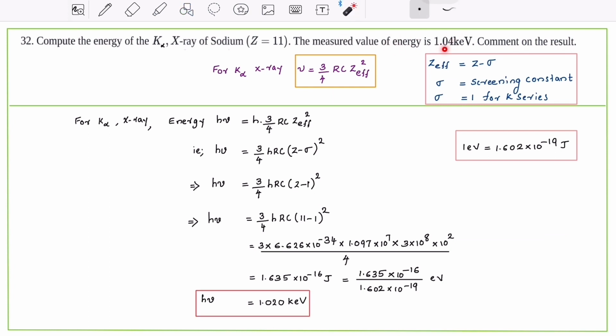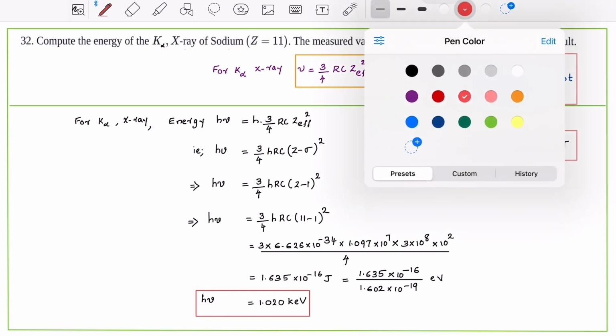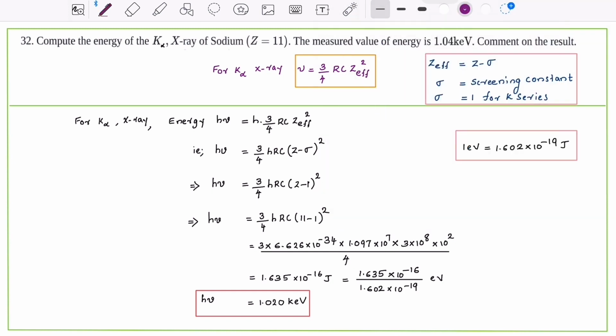But it is given that the measured value of energy is 1.04 kilo electron volt. That is, there is a discrepancy between the theoretically calculated value and the measured value. Why does this discrepancy happen? This discrepancy may be due to the correction in the screening constant. We have assumed that the value of sigma is equal to 1, which may not be correct.